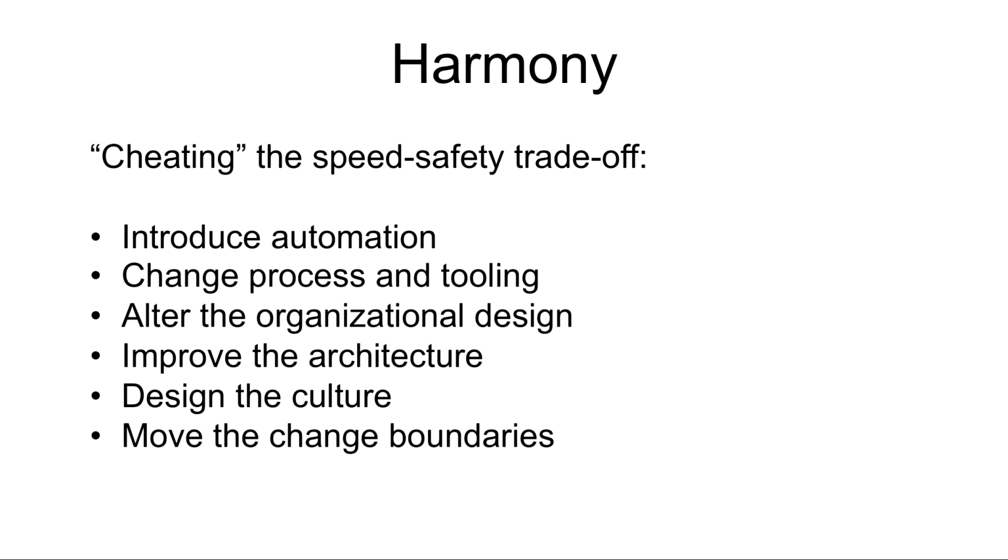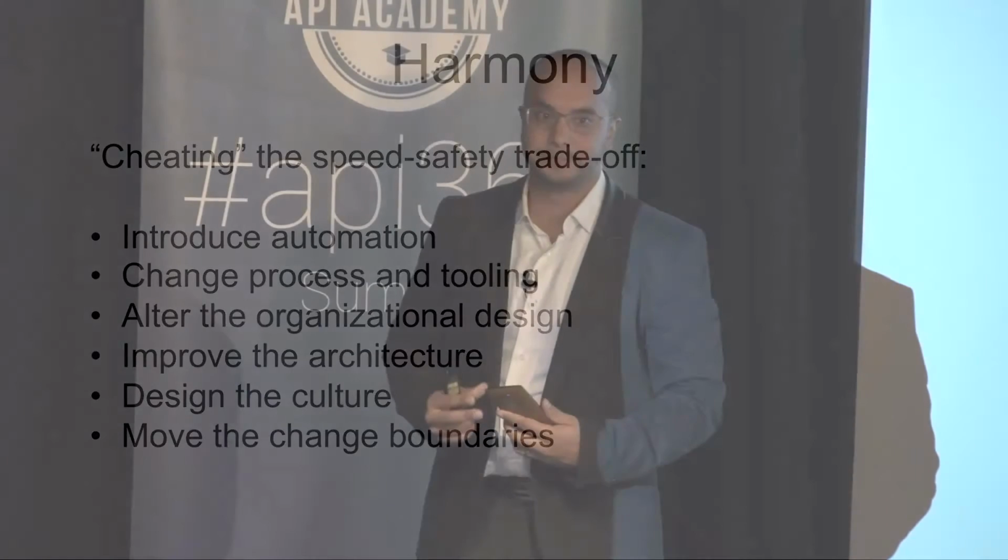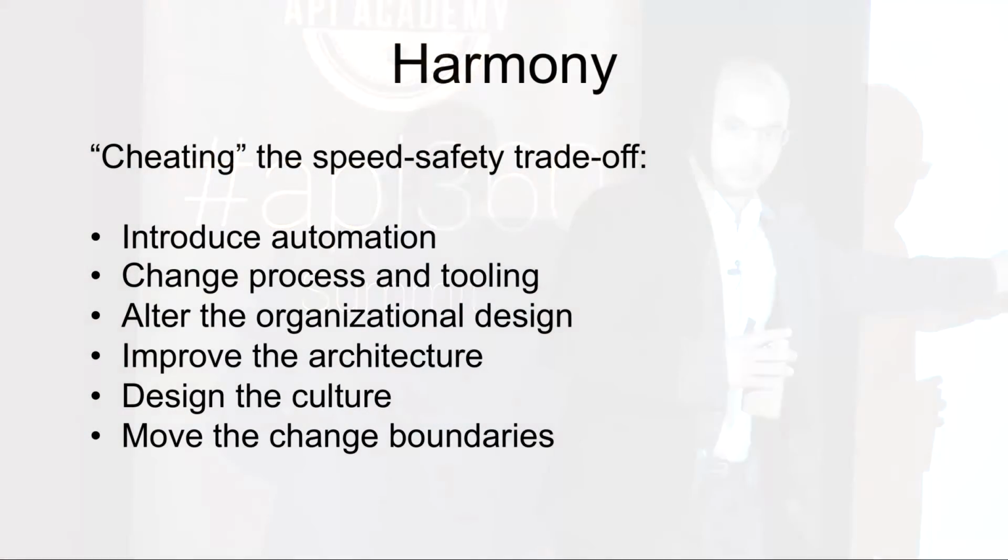Now, there's always a cost, right? Introducing automation has the effect of perhaps reducing flexibility. Now we have tools, machines that do things where previously someone could do whatever they wanted. So you have to introduce the right automation. We can use better processes, better tools. We can change the organizational design, right? Improve the architecture, design the culture, and maybe most importantly, move the change boundaries, right?